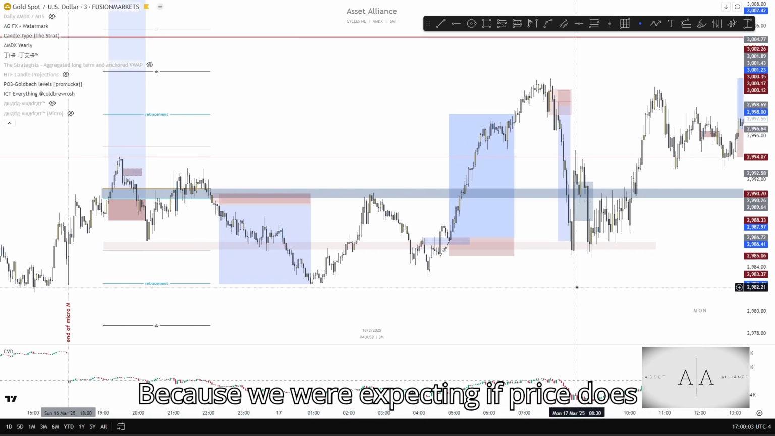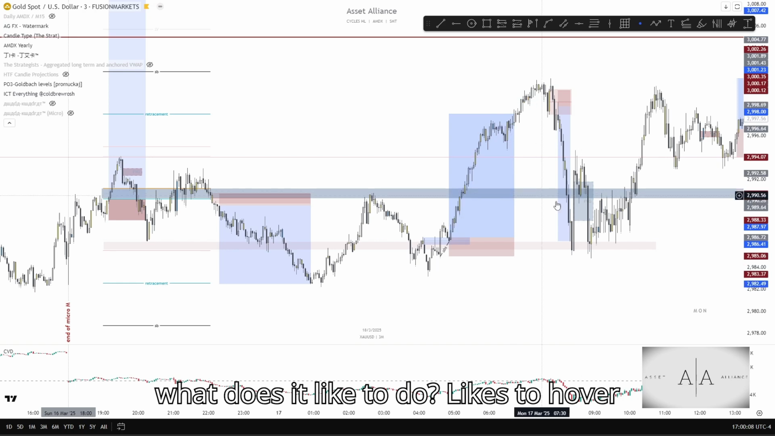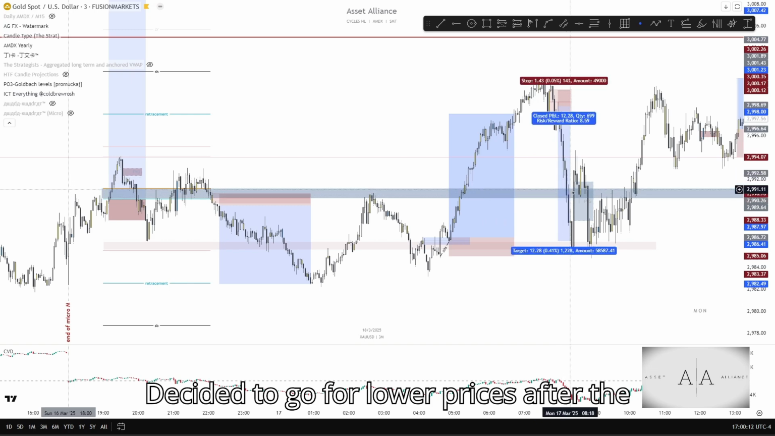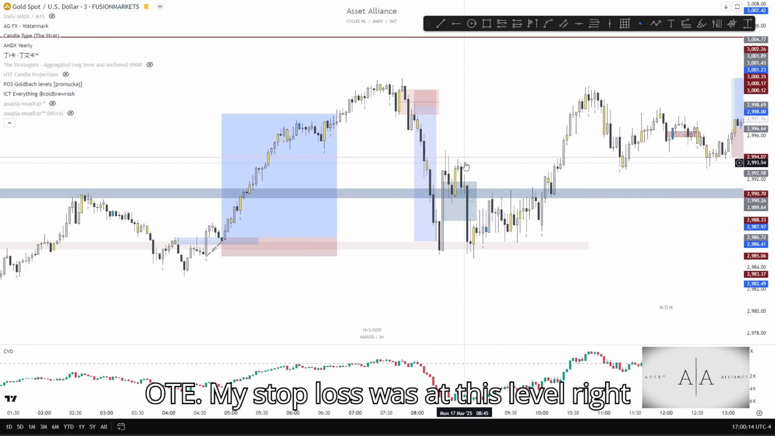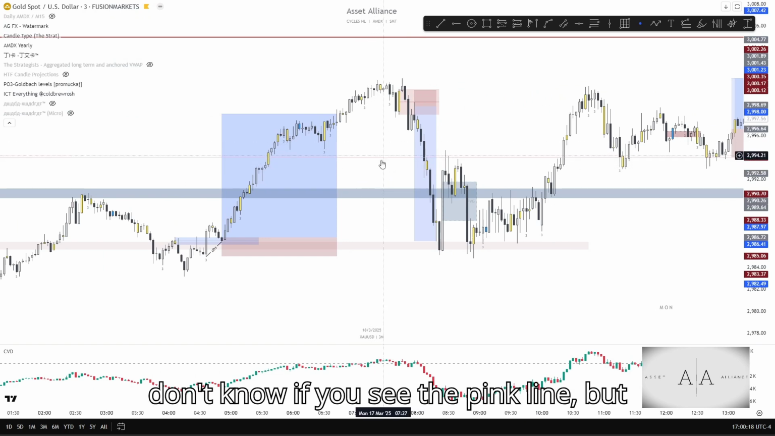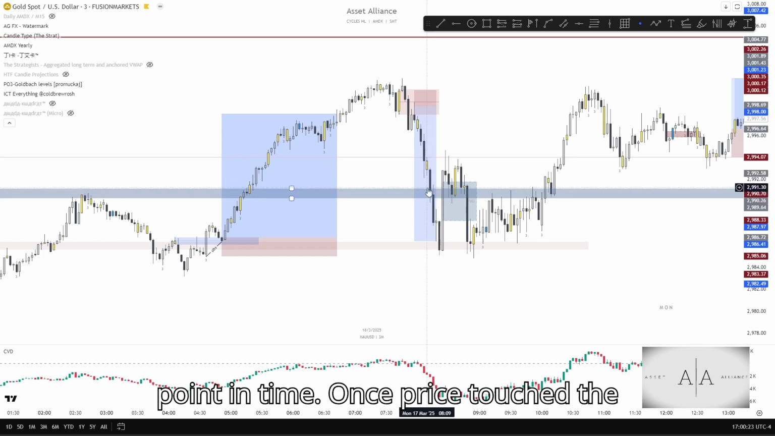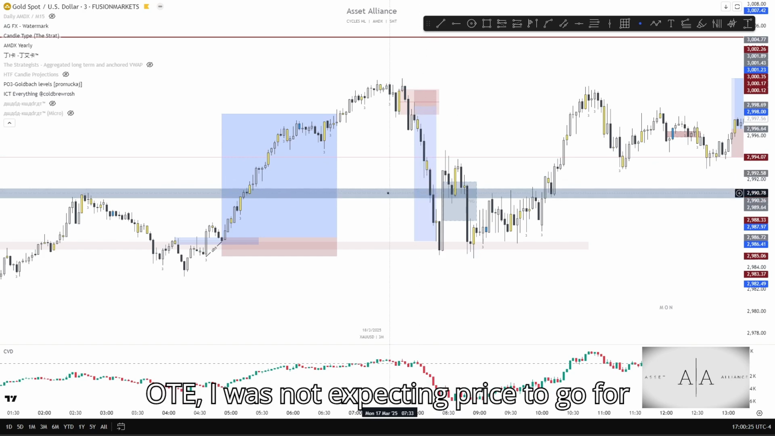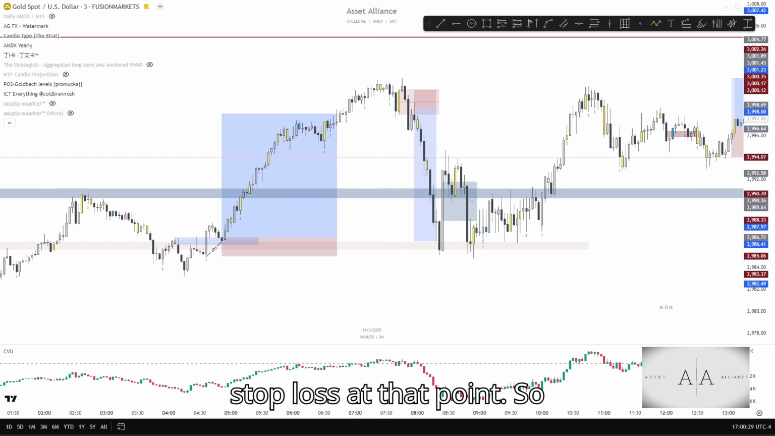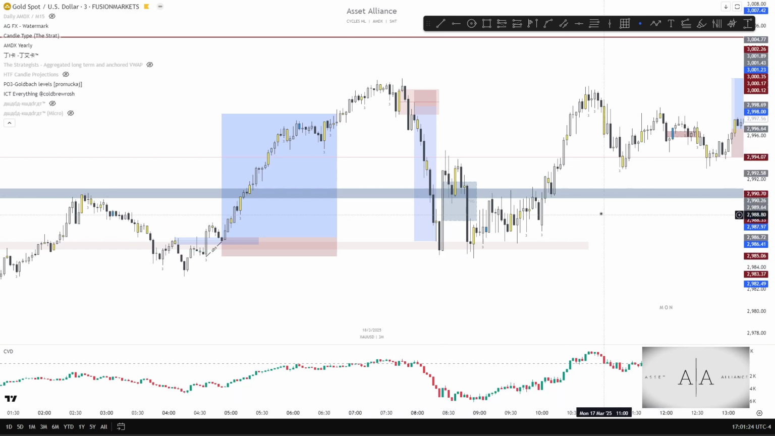Because we were expecting, if price does want to come back into the Asia range, what does it like to do? It likes to hover around the magnet, which is our OTE. Decided to go for lower prices after the OTE. My stop loss was at this level right here, right? I don't know if you see the pink line, but that pink line was my stop loss at this point in time. Once price touched the OTE, I was not expecting price to go for the lower prices, so I was putting my stop loss at that point. So yeah, extremely easy on that part.